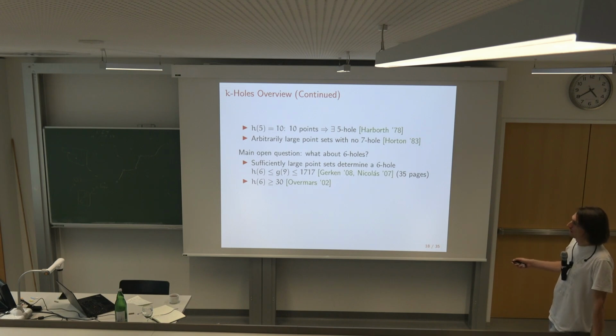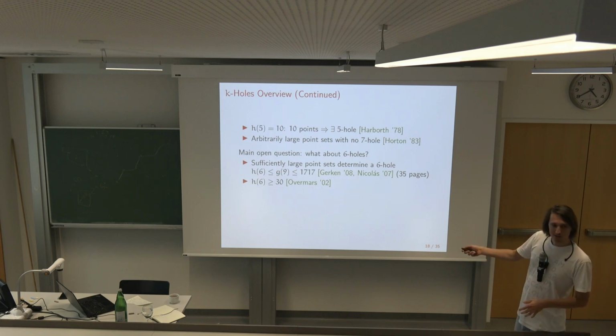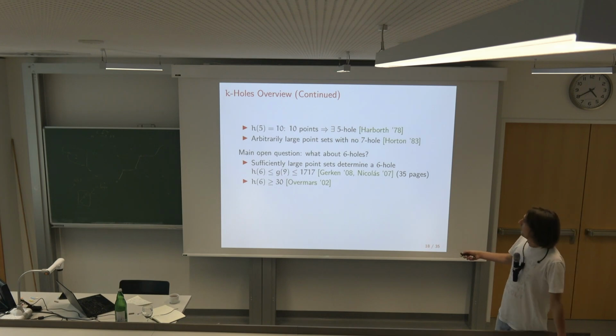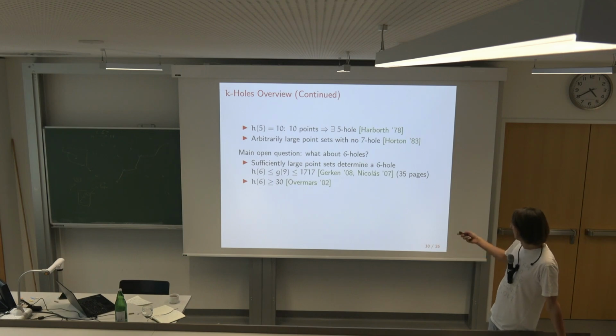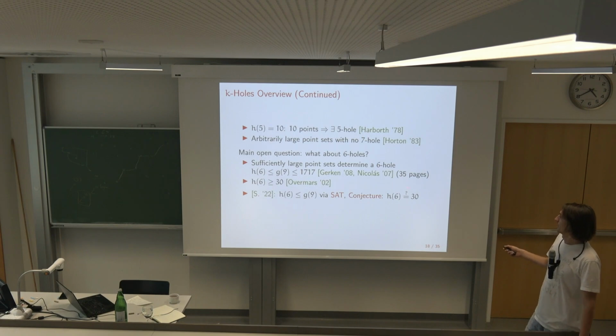And he proved that every 9-gon, so if you have a 9-gon, then you will find a 6-hole. So this implies that G of 9 is bigger than H of 6, and this means that this is finite. Yeah? And the best bound is something like 1717. And this is a 35-page case distinction.